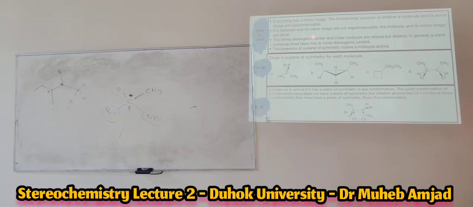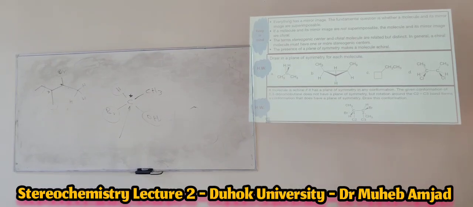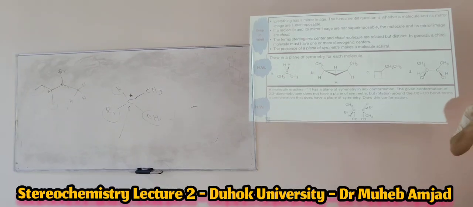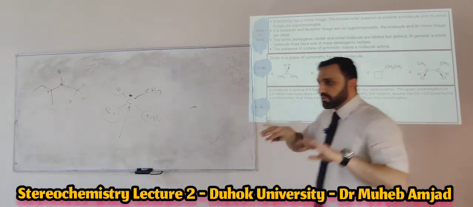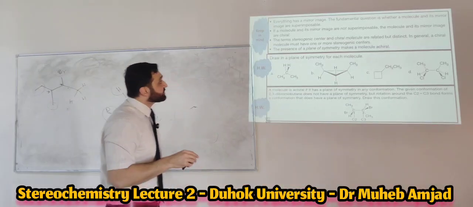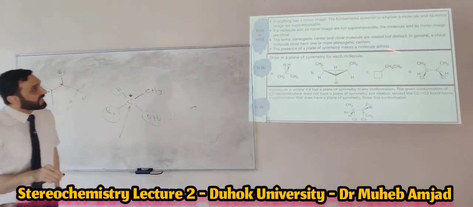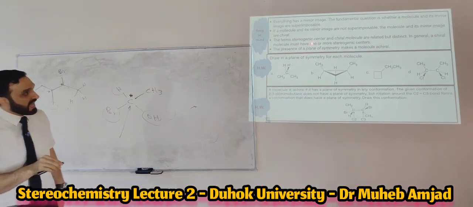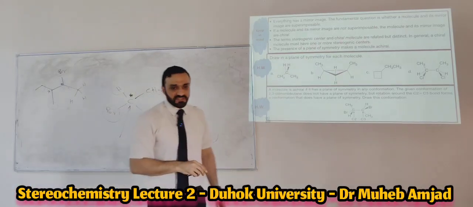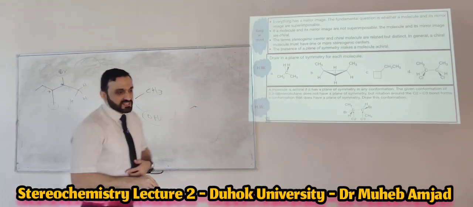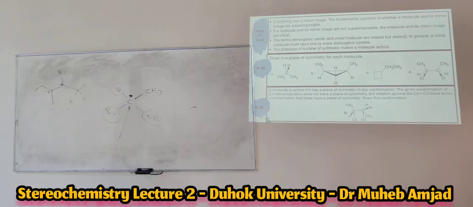The terms stereogenic center and chiral molecule are related but distinct. They are related to each other, but there is a distinction between them. In general, a chiral molecule must have one or more stereogenic centers, at least one stereogenic center. The last point is the plane of symmetry.